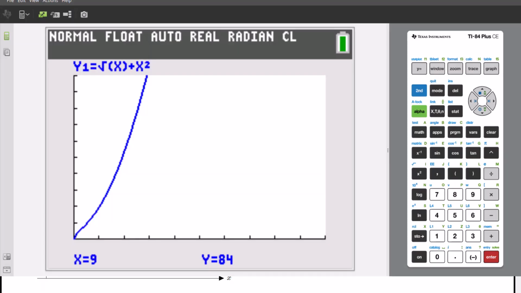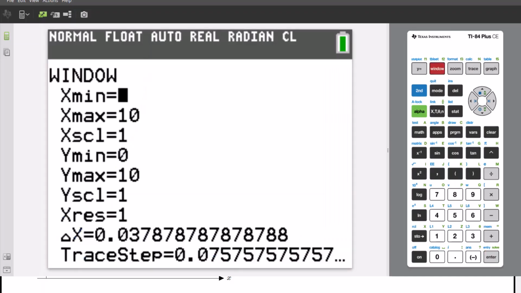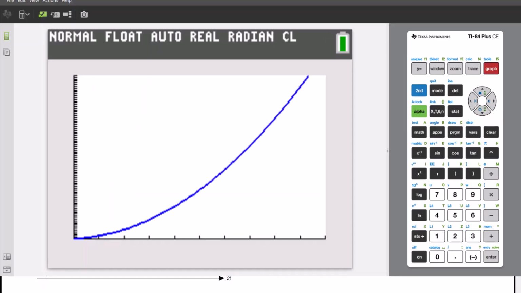The y coordinates are going all the way up to 84. So I need to go back to my window and change the y maximum to be something bigger than 84. You can choose 90 or 100. That will be either way fine. But there we have it. So now we can see the full graph.